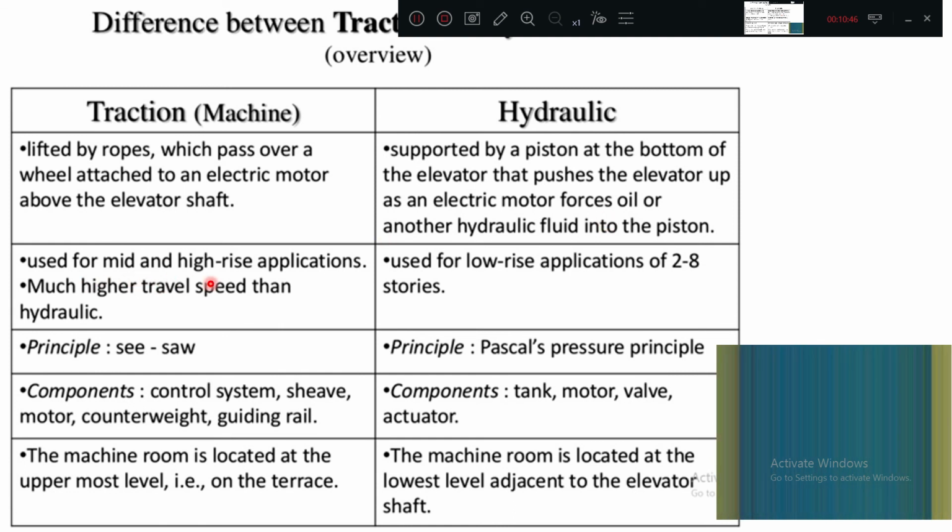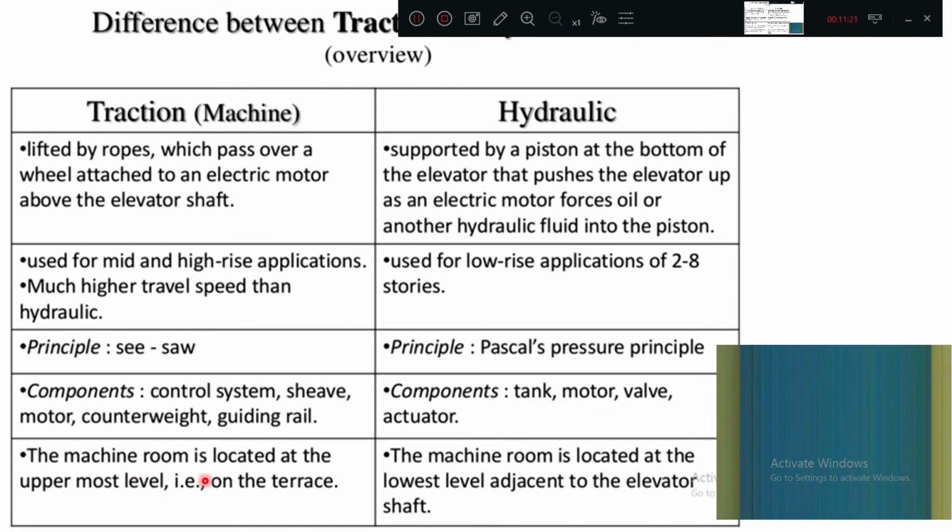Traction is used for mid and high rise applications. Hydraulic is used for low rise applications in smaller buildings. Traction has much higher travel speed, so here speed is less, but there speed is a little bit more. The seesaw principle is used because of traction. Here Pascal's principle is used because of lifting capacity. Generally the components here are control system, sheave or pulley, motor, counterweight, guiding rail. Here the components are fluid tank, motor, valve, actuator.